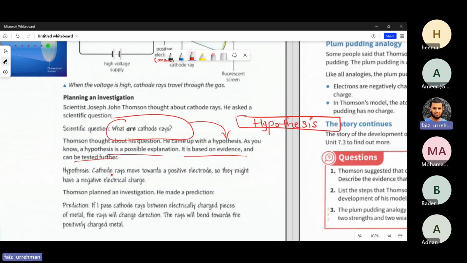Now, what was his hypothesis? He thought in his mind that cathode rays move towards a positive electrode, so they might have a negative electric charge. Correct? Yes.